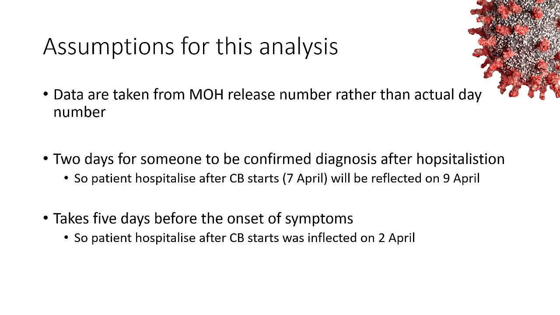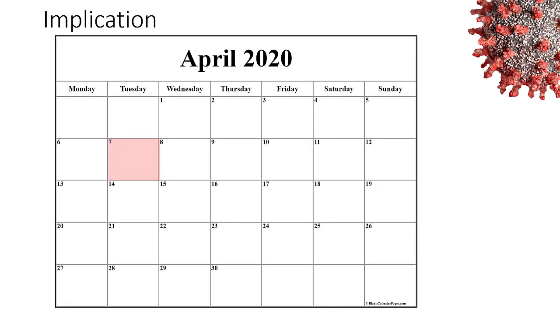So the 1 week thing is actually a small reason why I chose 2 days. The 5 days is a number that is generally agreed by the healthcare community. And like I said, if you go to the MOH website, the mean number of days before the onset of symptoms is actually 5. So this is the implication.